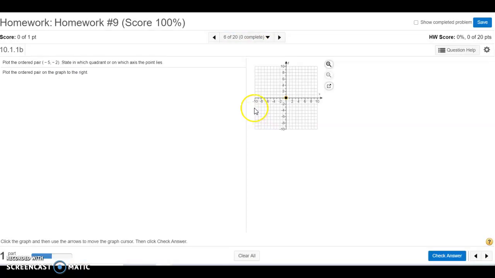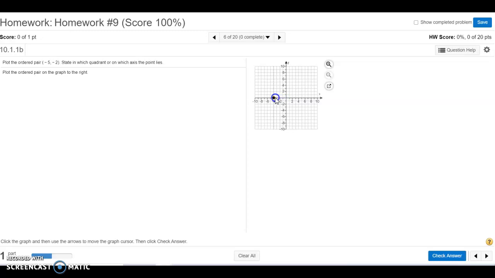And here we're asked to plot the point -5, -2 and state the quadrant or the axis it lies on. And so you have to grab the point, so just move your cursor over. The point always starts at the origin. And try to find -5, -2.